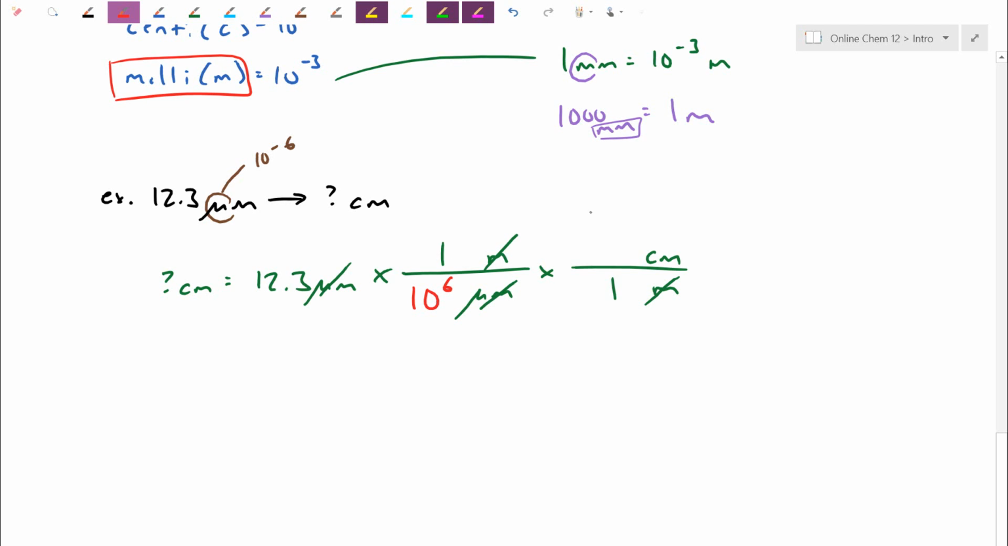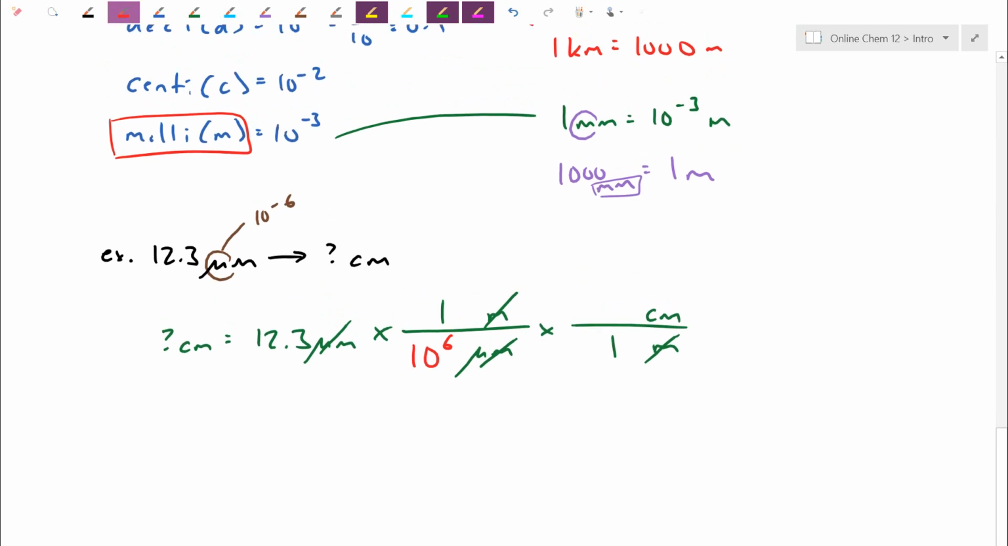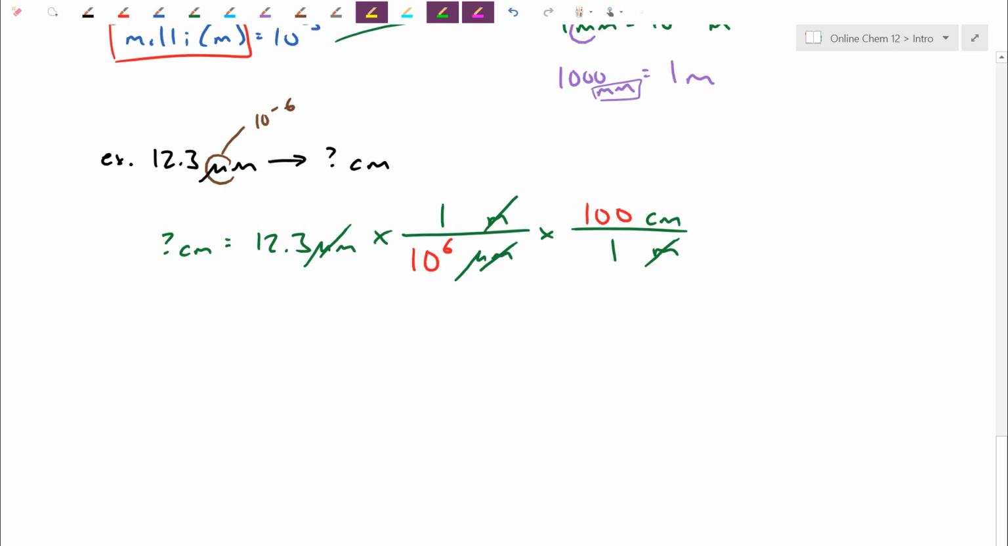And similarly here, centi, earlier we had said 10 to the negative 2. The power just becomes positive 2. You can write that out here as 100 if you like. So in just powers of 10, I'm going to pick up 2 powers and lose 6. So in total, I'm going to lose 4. It would be 12.3 times 10 to the negative 4, because I'm going to lose 4 powers. Numbers on top you multiply, on the bottom you divide.